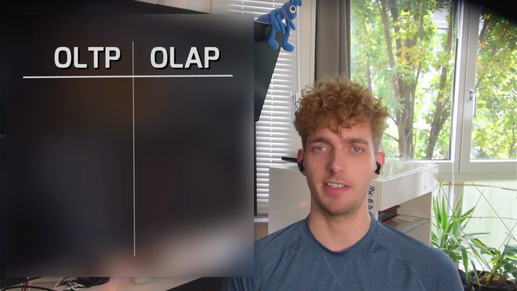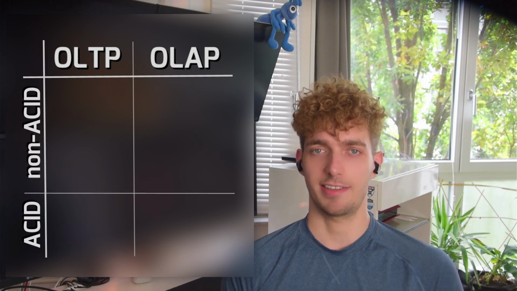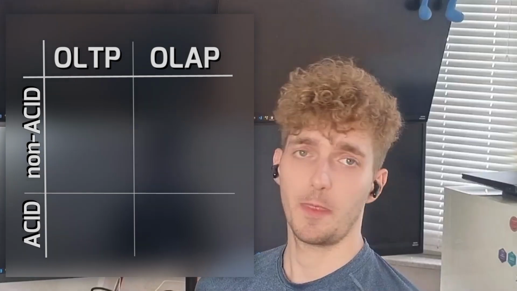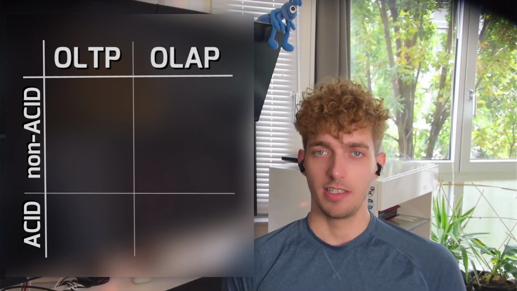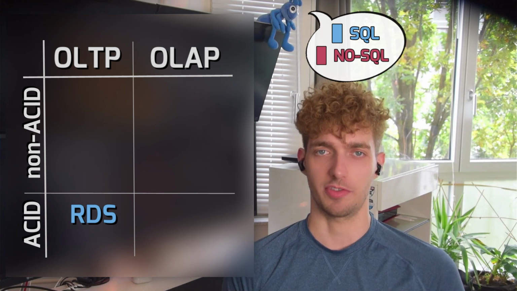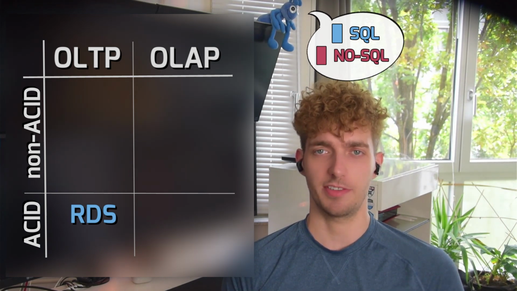Okay, that was a lot. Let's put it all back together and see what AWS has on offer for these use cases. So we have OLAP and OLTP on the front and ACID and non-ACID databases on the side. First, we have RDS, the Relational Database Service. It is versatile and supports other typical relational databases like MySQL, SQL Server, or Postgres. RDS is typically used for OLTP ACID workloads, so this could be managing accounts, warehouse inventories, or the like.